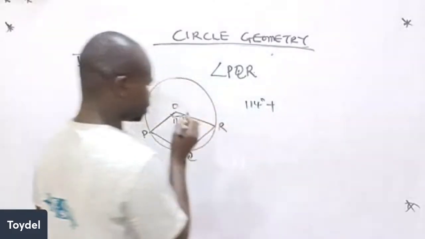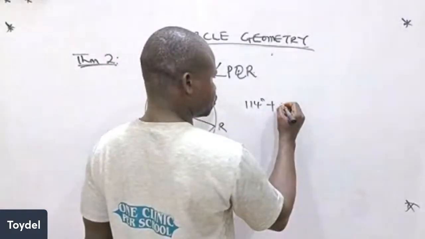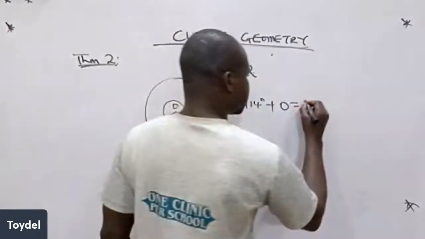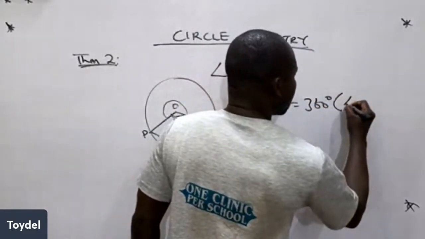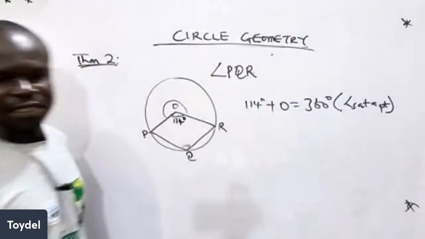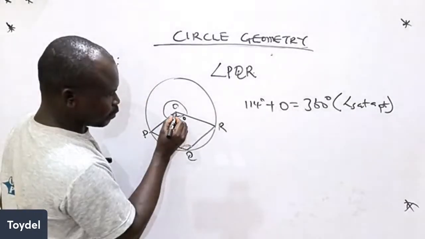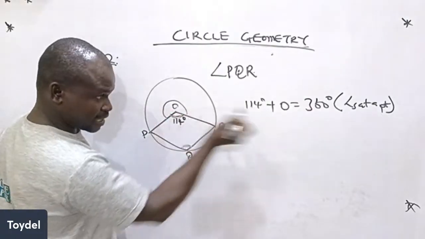But I know that 114 plus the bigger angle that I have here, let's say angle O, is equal to 360. How do I know? Angles at a point sum to 360. Plain geometry: angle on a straight line is 180, the sum of angles in a triangle is 180. Look at the angles at this point O. The angles at a point sum to 360.